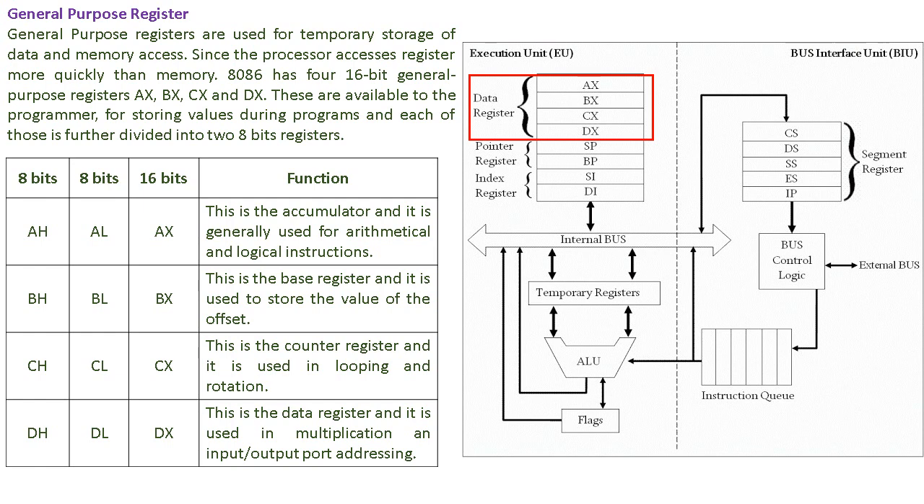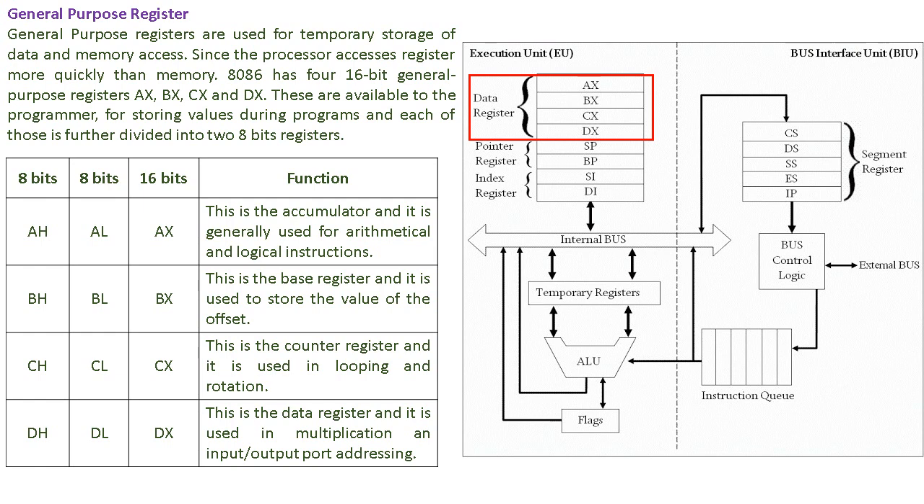Let us understand the general purpose register. General purpose registers are used for temporary storage of data and memory access. Since the processor accesses registers more quickly than memory, 8086 has 4 16-bit general purpose registers, that is AX, BX, CX and DX. These are available to the programmer for storing values during programs, and each of those is further divided into two 8-bit registers.